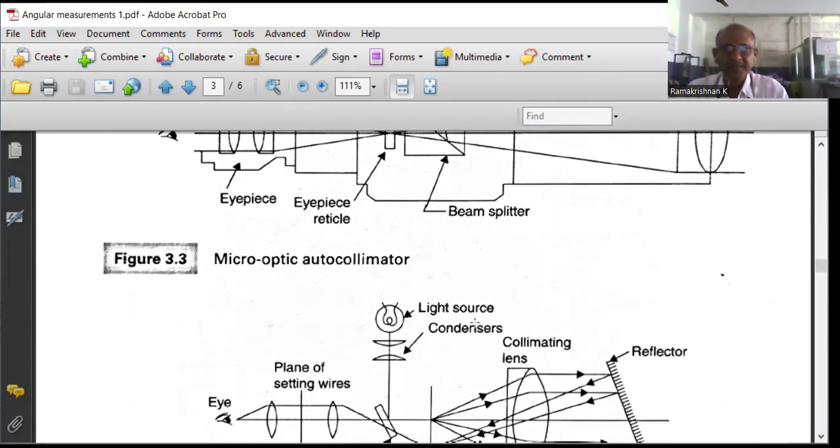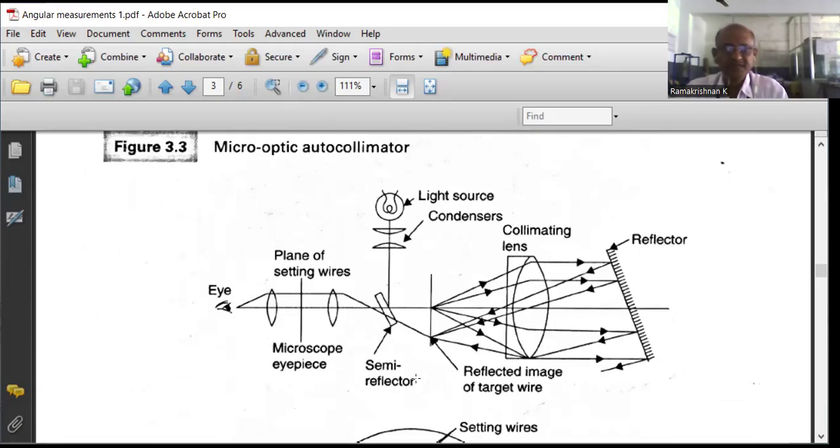Here the same principle of operation is used. For our consideration there is a reflector, but in metrology measurements, the reflector is replaced by the workpiece surface. So here for our consideration, the reflector is perpendicular to the optical axis. We have the same focus as in the previous principle of autocollimation.